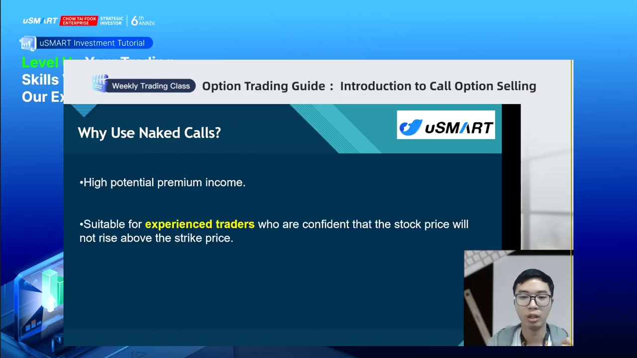And it's only suitable for experienced traders, like I said. So I advise beginners, or maybe even for me, even though I have years of trading experience, I won't even touch this naked call because it is very dangerous. But everyone has their own style and their own strategy. So please make sure you have a plan if you want to use naked calls in selling call options. All right.